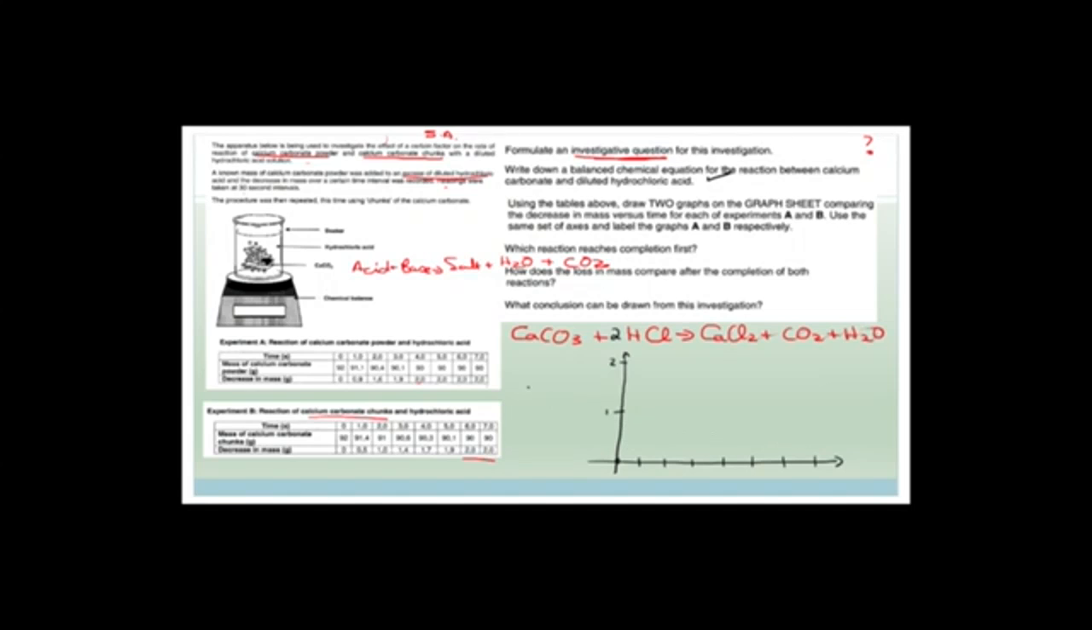Okay, now what are we going to do? We now need to plot these points. So when x is 0, y is 0, because this is going to be decrease in mass, in grams. Okay, and I'll do this one in black, the first reaction, and I'll do the second one in a different color. So when x is 1, y is 0,9. When x is 2, y is 1,6. When x is 3, y is 1,9. And then from then on, it is 2 and it stays across.